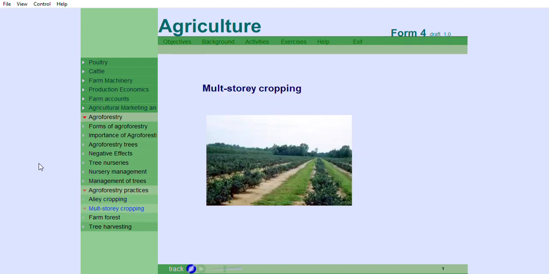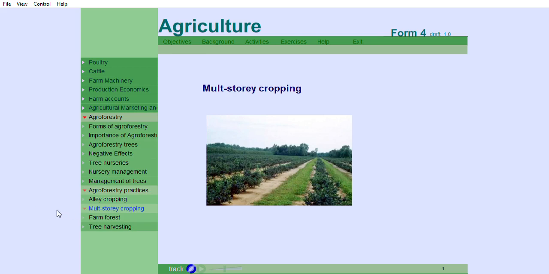Multi-story cropping. Multi-story cropping is commonly practiced on those crops that are shade tolerant. The trees and crops form different levels which look like stories. The trees are planted at a spacing of 8 to 20 meters by 4 meters in rows, running from east to west and left to grow unchecked. The practice retains water and improves soil structure.